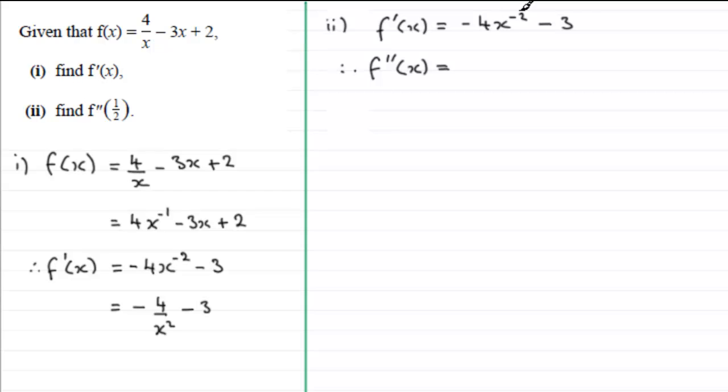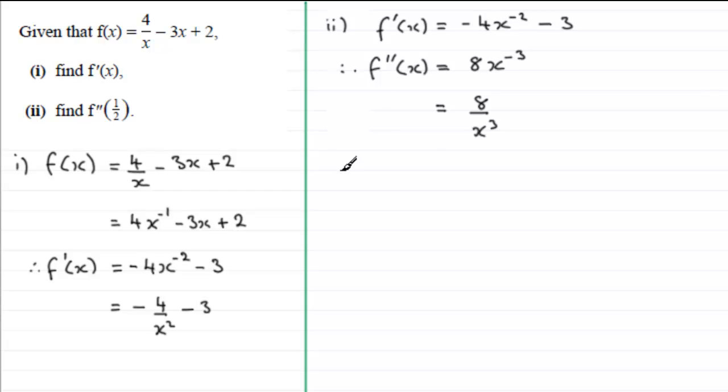And again, if we differentiate this term, we've got minus 2 times minus 4, which is plus 8. Reduce the power by 1 and you get x to the power minus 3. Differential of the constant, well, that's 0. And again, as I said before, I don't like negative powers. This is 8 times 1 over x cubed, or just simply 8 over x cubed.